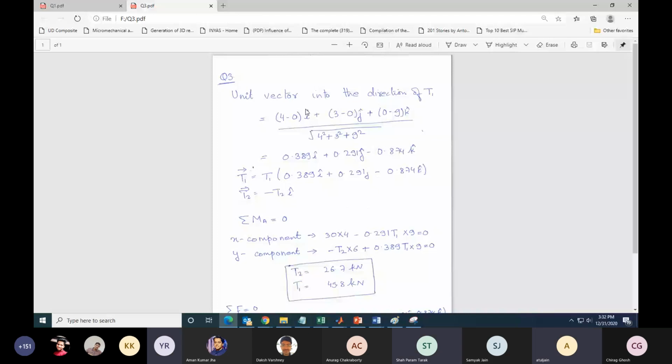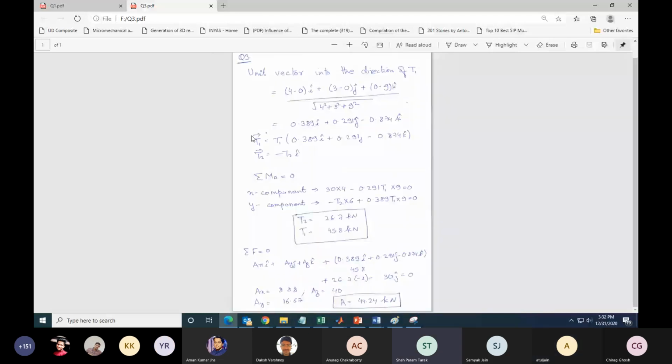So taking moment about A will do the work, or do we have to make another equation? Moment about A will give you T2 and T1. Summation of all forces equal to 0 in vector format gives me Ax, Ay, Az.